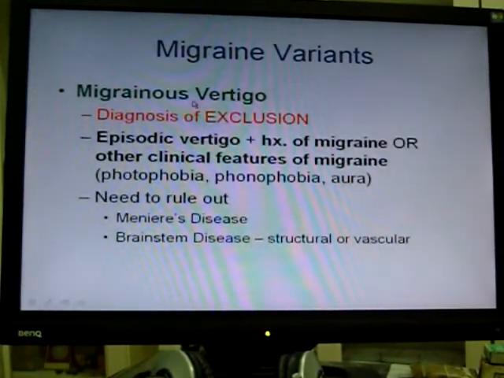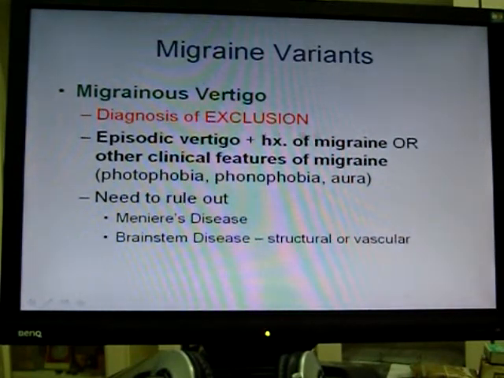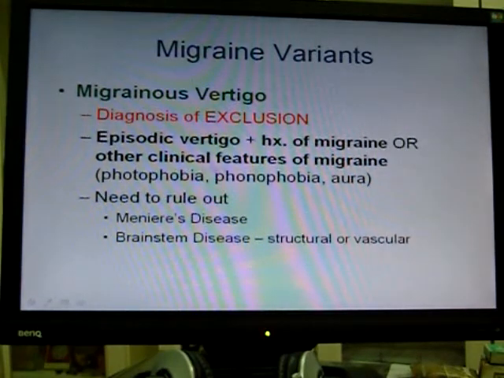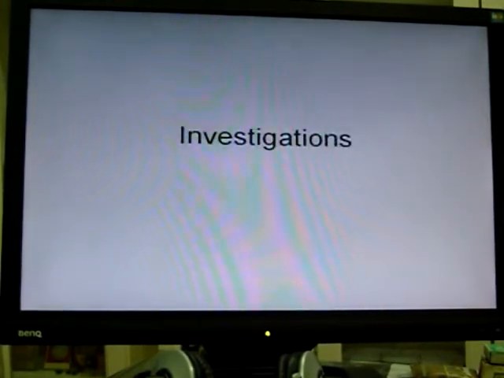Migrainous vertigo is another migraine variant. It's a diagnosis of exclusion because you need to rule out Meniere's and brainstem disease in any case of acute vertigo. It's when a patient gets episodic vertigo plus a history of migraine or other clinical features of migraine, such as photophobia, phonophobia, or aura. So in other words, in order to diagnose migrainous vertigo, you need to do some form of neuroimaging, either CT or MRI.